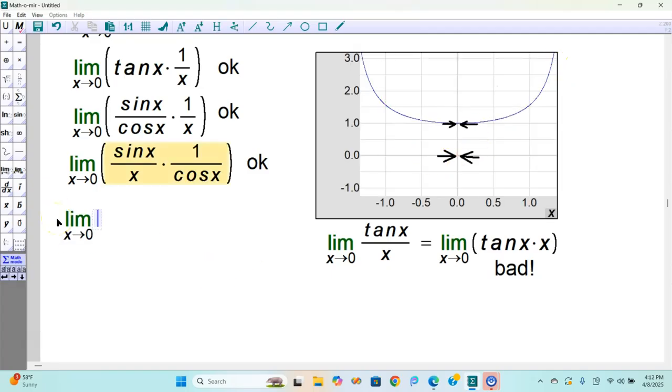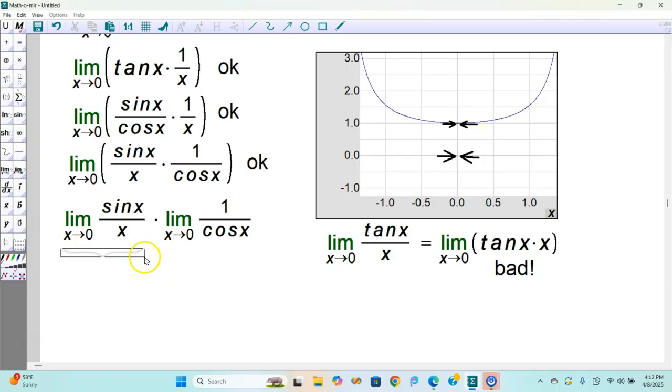And then I'm going to take the limit as x goes to 0 of sine x, times the limit as x goes to 0 of 1 over cosine x. Now at this point, you really should ask yourself, could I graph this part separately in one panel, and can I just multiply the answers? This is a valid rule of limits, the product rule of limits. You should have learned it hopefully by now.